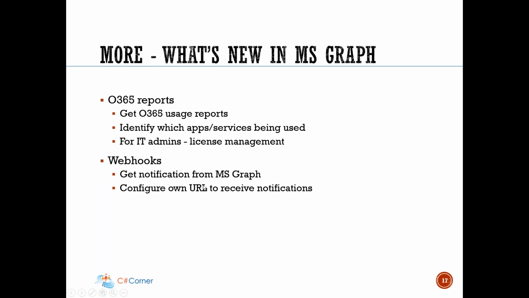These are some more features of what's new in Microsoft Graph API. In the latest version, Microsoft Graph API has introduced Office 365 reporting. This is very useful for IT admins, for license management and other purposes. It can give you hands-on reporting of the usage of your Office 365 applications. Consider you are managing an IT department of an enterprise.